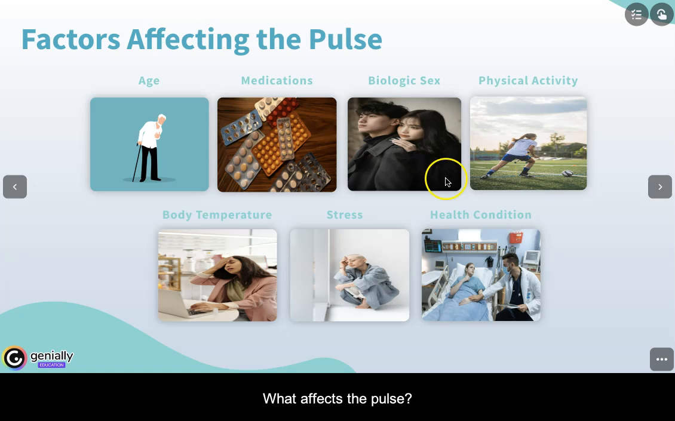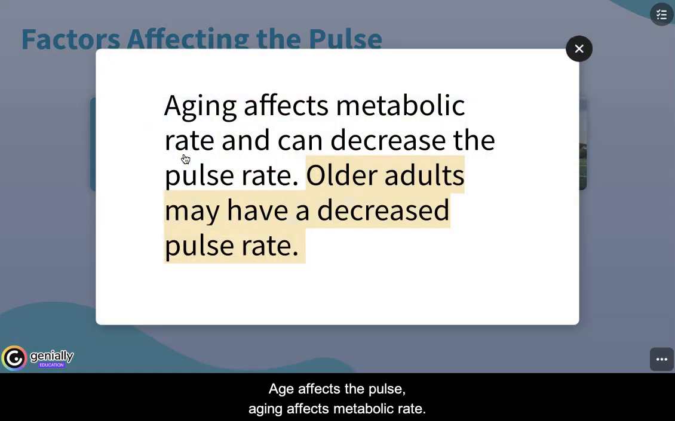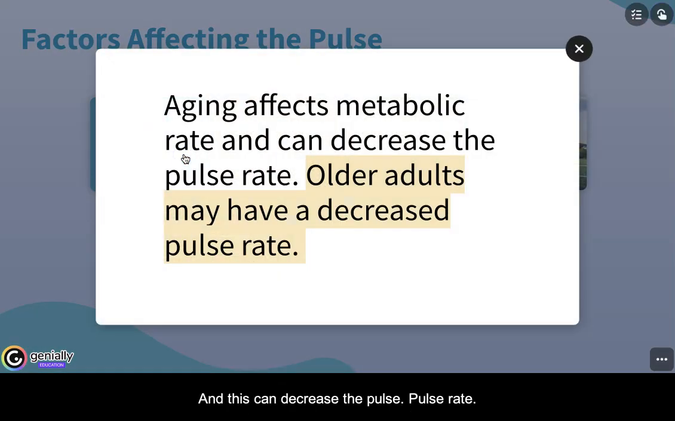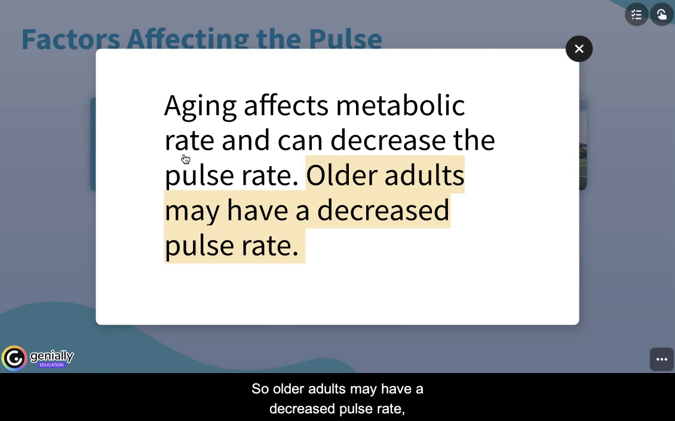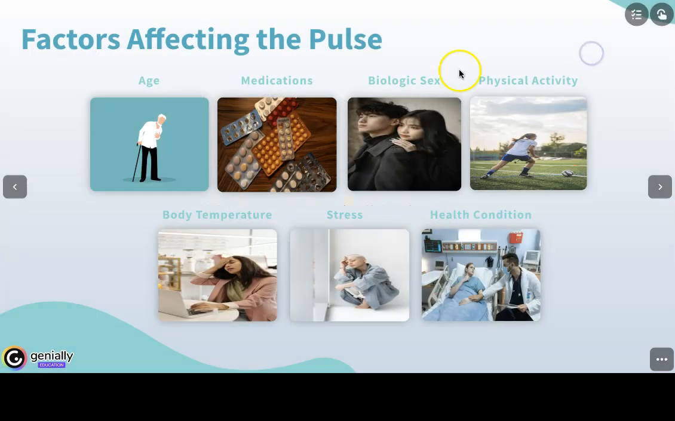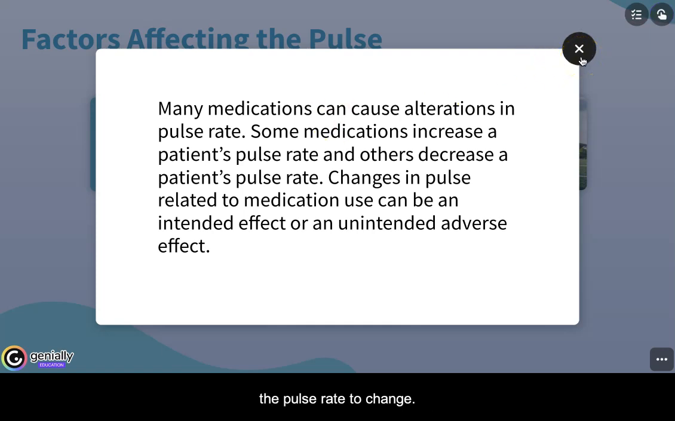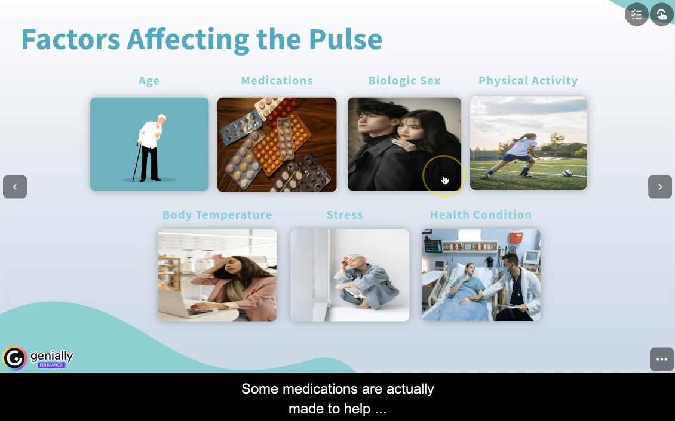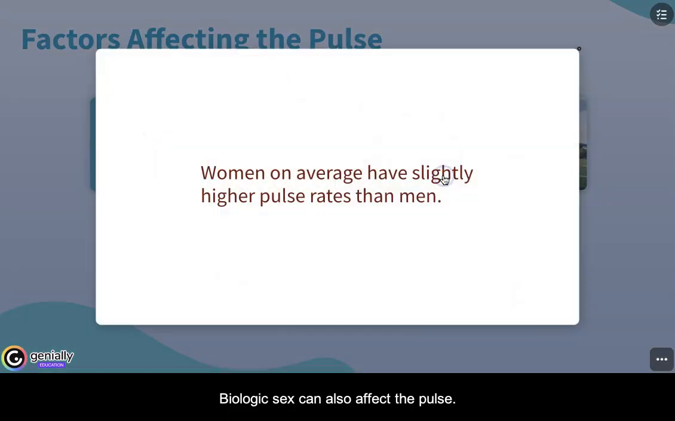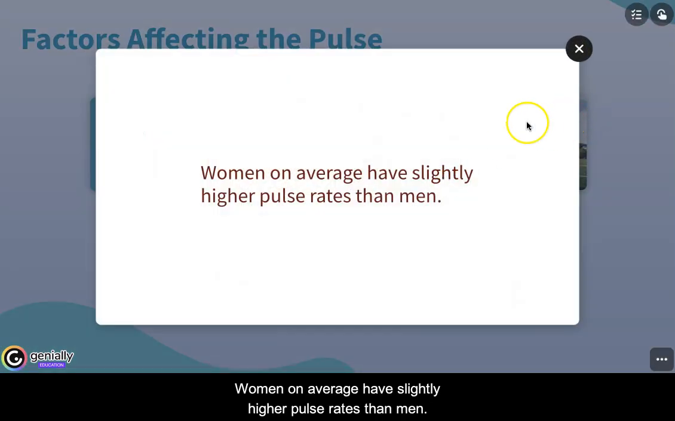What affects the pulse? Age affects the pulse. Aging affects metabolic rate, and this can decrease the pulse rate. So older adults may have a decreased pulse rate, not increased. Then we have medications. Many medications can cause the pulse rate to change. Some medications are actually made to help decrease the pulse rate for people who have an increased heart rate. Biologic sex can also affect the pulse. Women on average have slightly higher pulse rates than men.